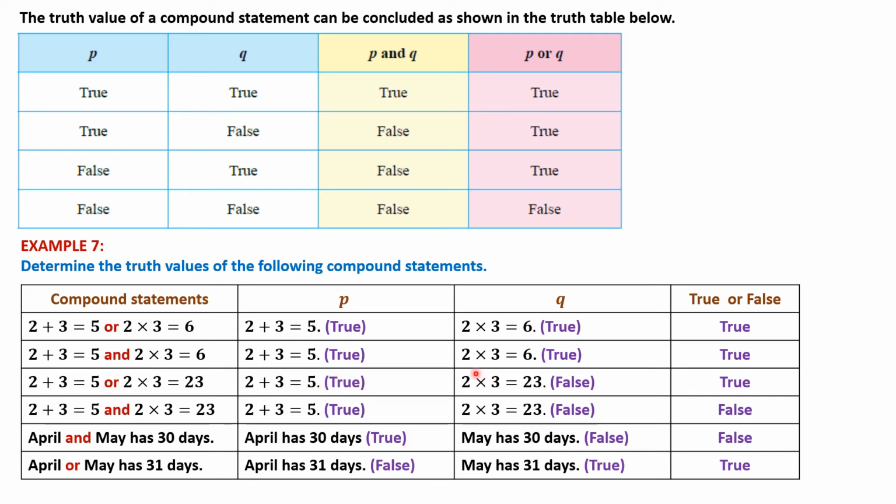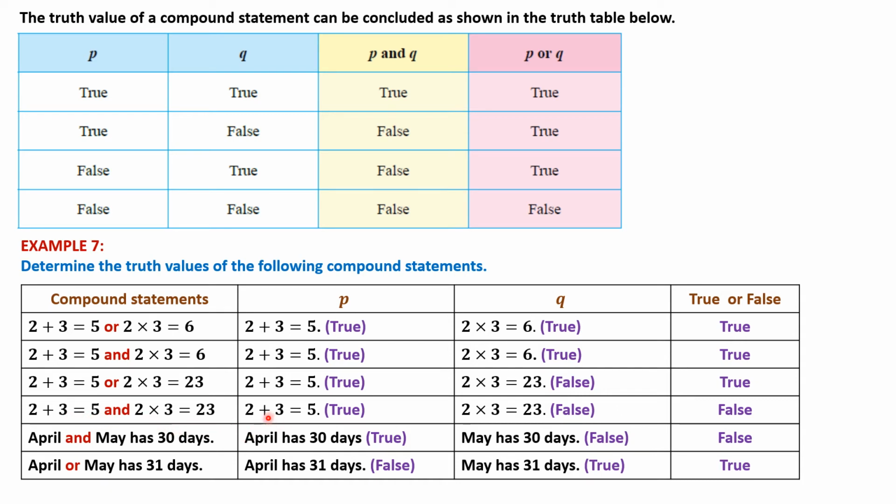We look at the third example. 2 plus 3 equal to 5, this one is true. 2 times 3 equal to 23. Of course, this one is false, right? But because we use "or", if one is true, that means if you combine these two statements with "or", the compound statement is still true.